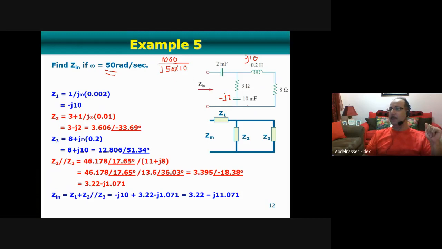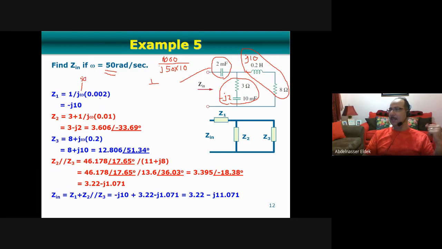Now you can calculate the impedances. Z2 is 3 minus j2. And this 3 is this 8 ohm plus j10, so Z3 is 8 plus j10. And Z1 is this impedance here. What is this impedance? It is 1 over j omega C. We have it here already, 1 over j omega C, omega is 50.